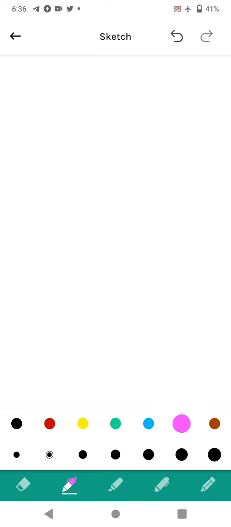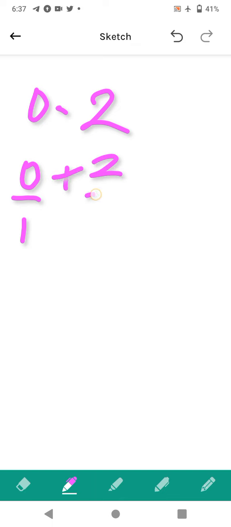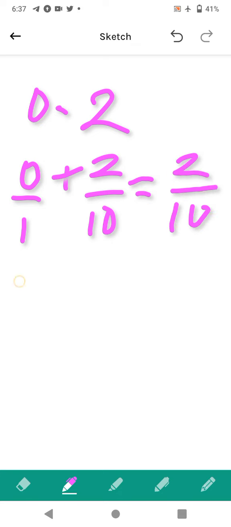So let's convert some of these decimals to fractions. Let's convert 0.2, for instance, to fraction. The denominator is over 1, and the 2 is over 10. If you put everything together, you have 0 plus 2 is 2. That's 2 over 10. And that will give us 2 over 10 is 1 over 5.